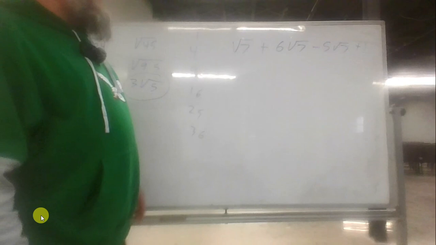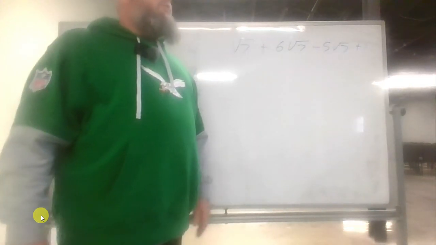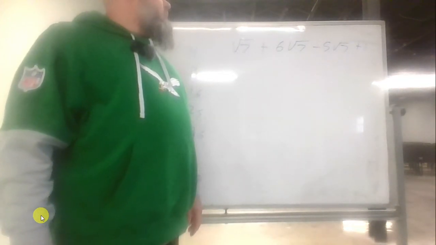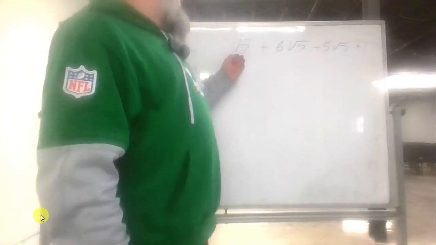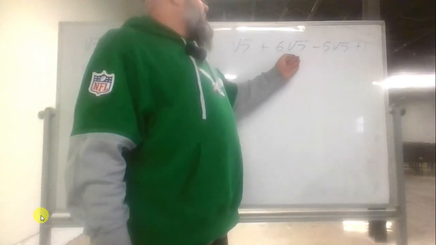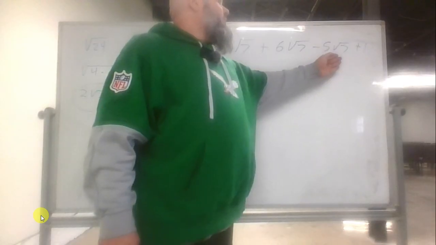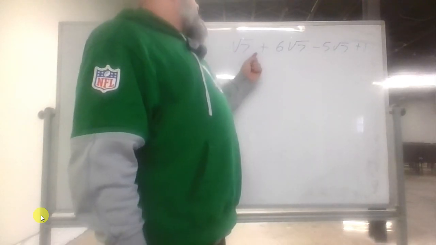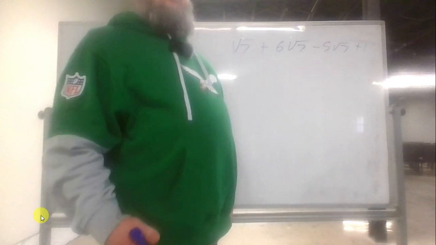Now we're just going to do a quick review of adding and subtracting radicals. Again, the radical part has to be the same. So we have square root 7 plus 6 square roots of 7 minus 5 square roots of 7 plus 1. Well, all these roots of 7, they can be combined.